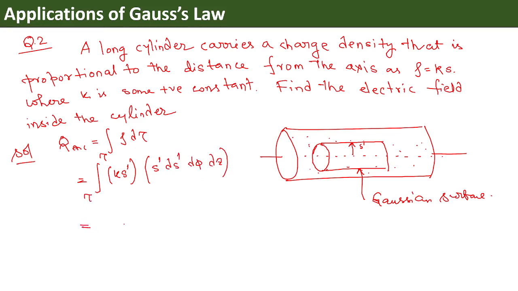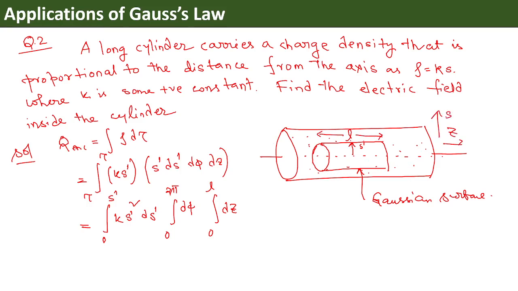So the volume integral has to be divided into three different integrals. One is 0 to s prime, k s prime square ds prime. The second one is 0 to twice pi d phi. The third one is 0 to L dz. Now what is L? L I have considered to be the length of this small cylinder. So Z is this direction. This direction is the Z direction. This is the S direction, or S prime.